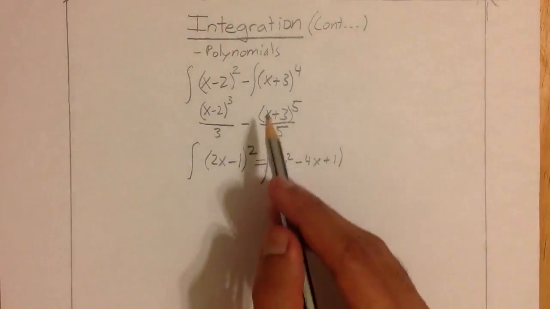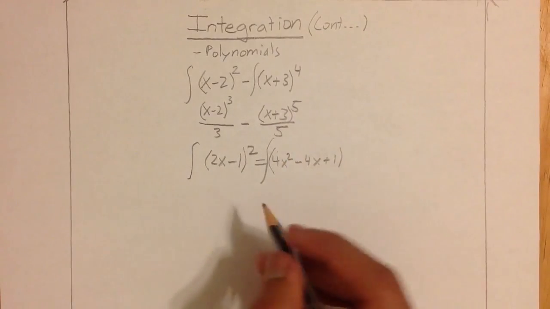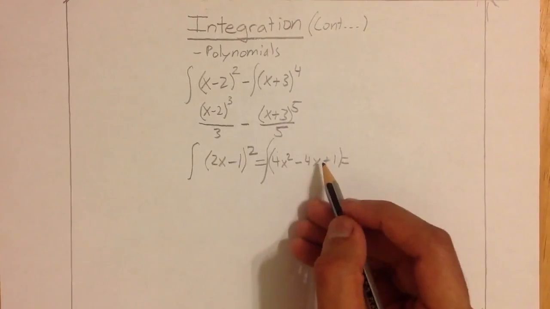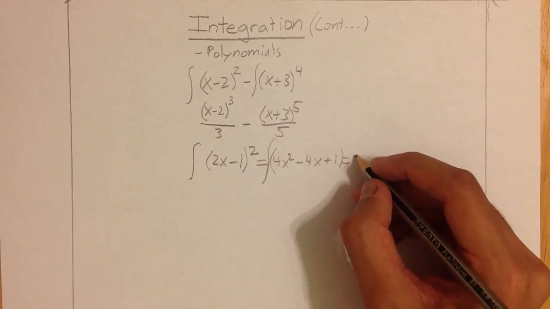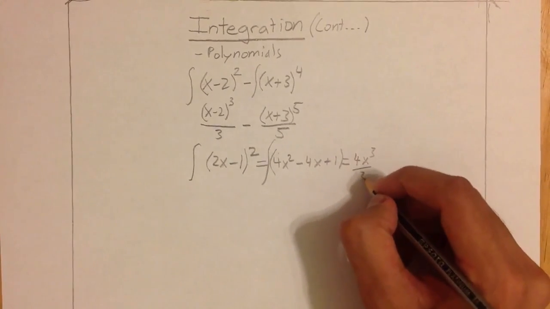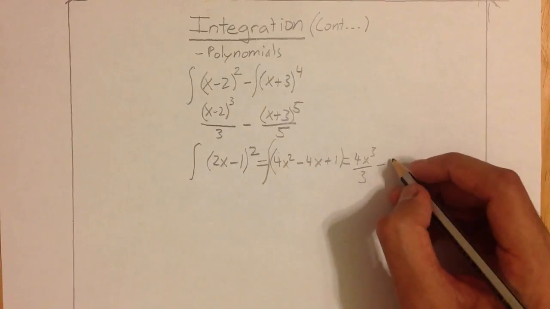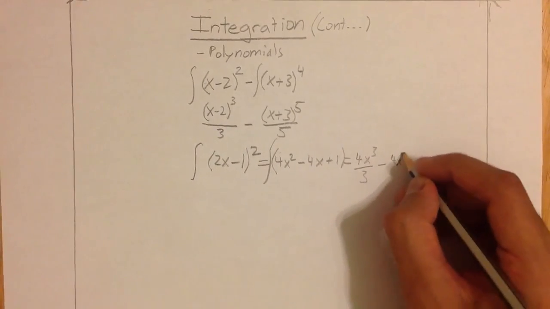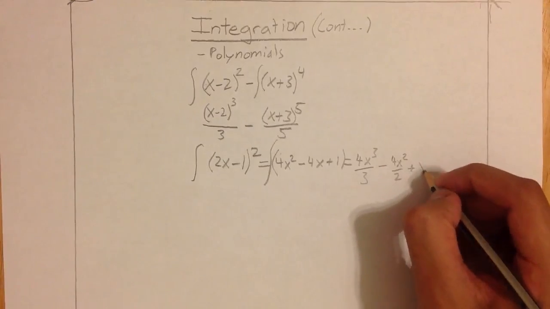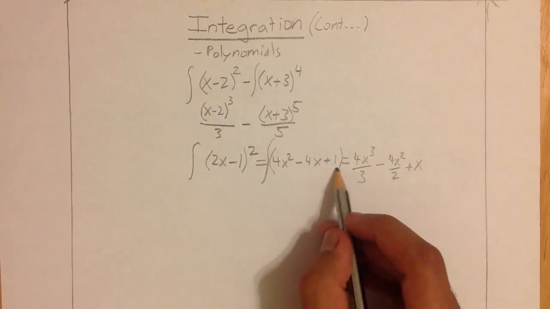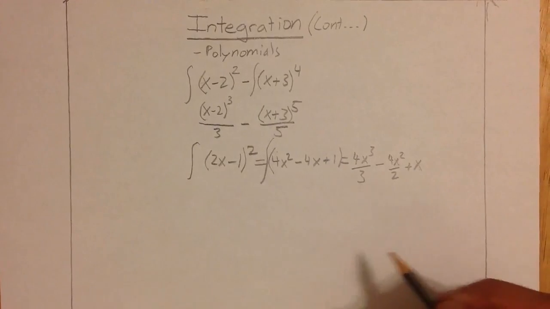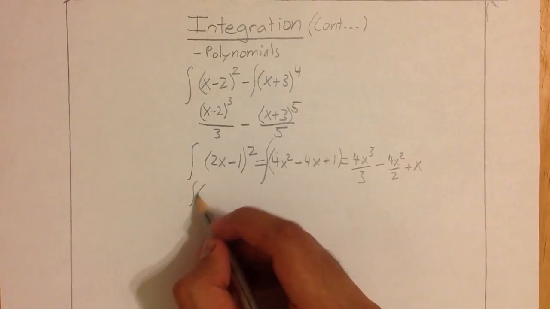And now, using the method from earlier, we can find its integral. Simply distribute the integral again, and that gives us a result of 4x cubed over 3 minus 4x squared over 2 plus x. Note that the integral of 1 is simply x. Now, well, that wasn't too bad.